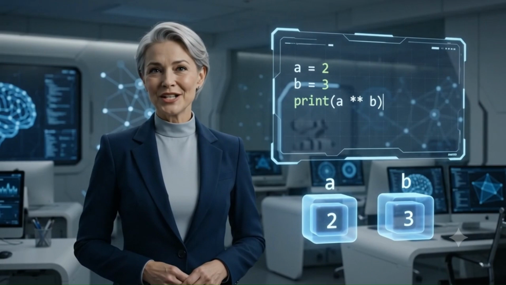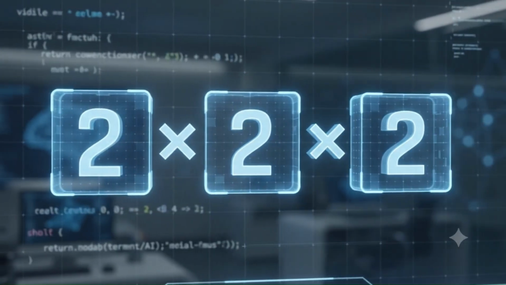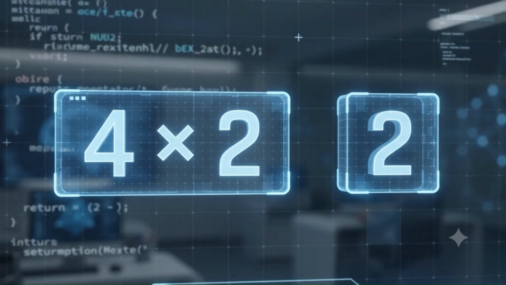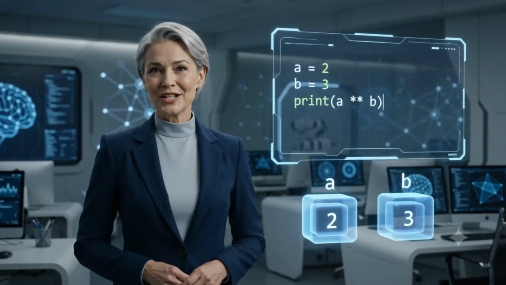Let's learn about exponentiation in Python. We have variables a and b. The double asterisk raises to a power, so 2 times 2 is 4, and times 2 again is 8. There is our result.